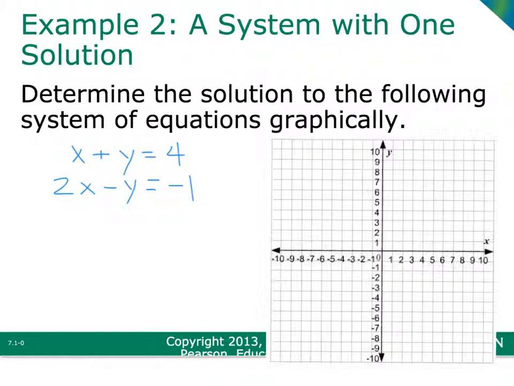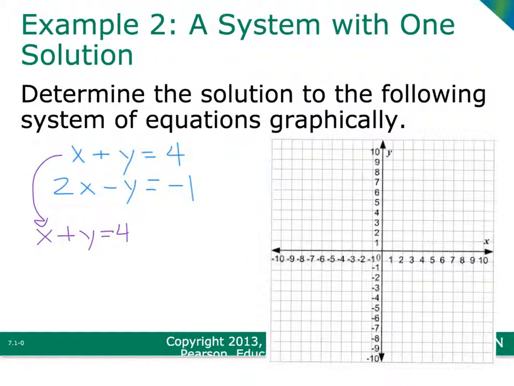Okay, so let's try and solve one on our own. Let's say that we are given the equations x plus y equals 4 and 2x minus y equals negative 1. There are lots of different ways that you can graph it. Let's graph the top one first, x plus y equals 4.